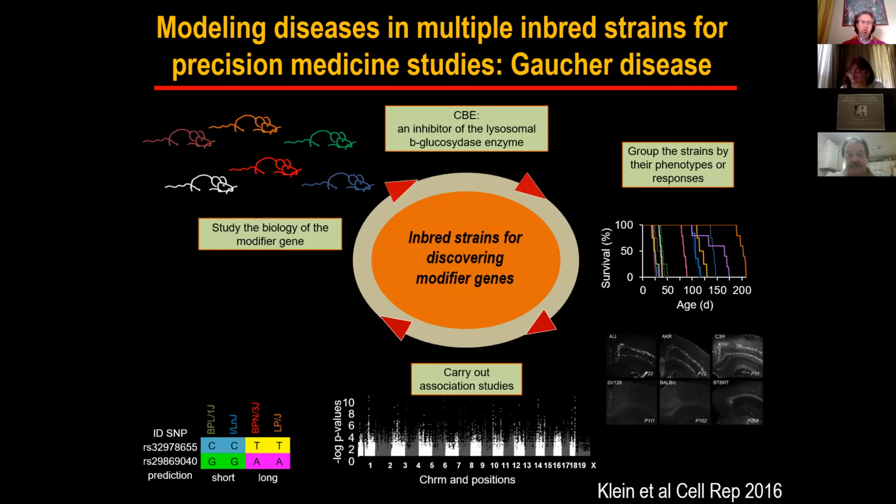We managed also to identify gene signatures that allowed us to predict the lifespan of the animals upon induction of the disease with the drug. And actually currently what we're doing in collaboration with Tim Cox in Cambridge and John Hardy at UCL, we're sequencing Gaucher patients with different disease severity and trying to validate our putative modifier genes.